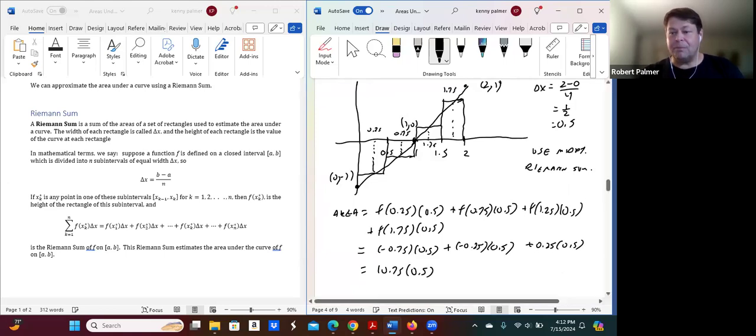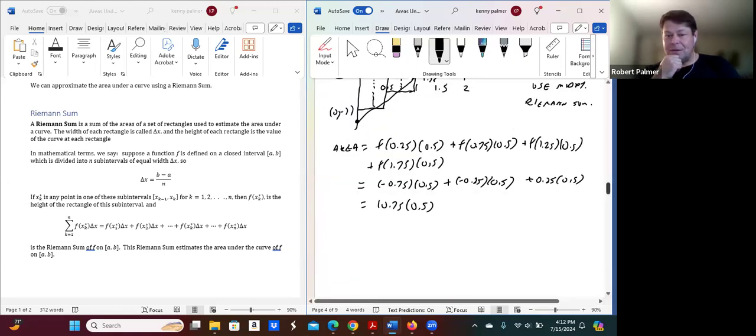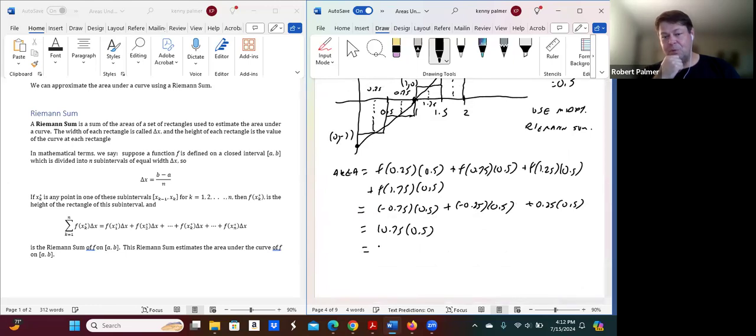Okay, now we don't really even have to add this up because hopefully you can see what's about to happen. In fact, we can do this by hand. We can factor out the 0.5 from everything. What we have left is negative 0.75 plus negative 0.25 plus 0.25 plus 0.75. If you notice, these cancel each other out. These cancel each other out. We're left with just 0.